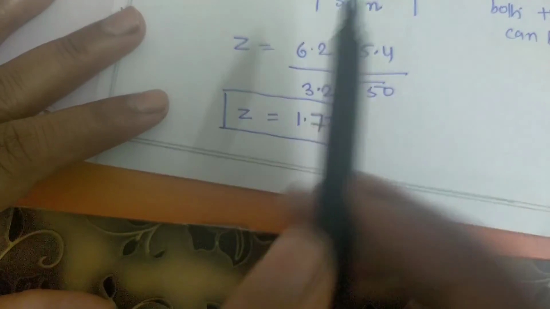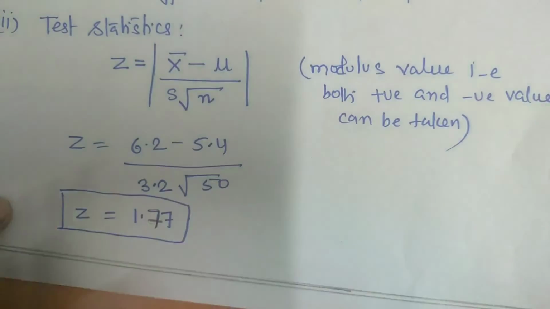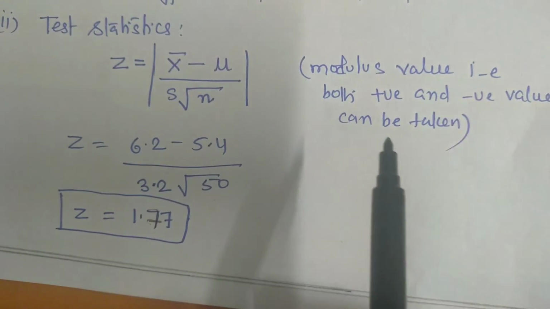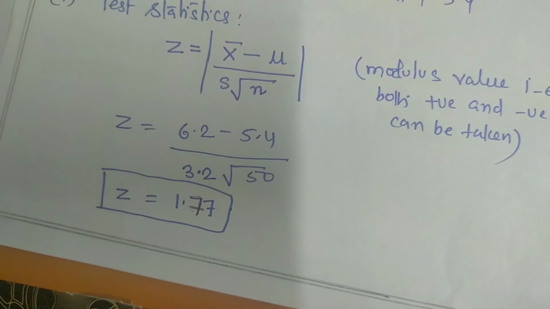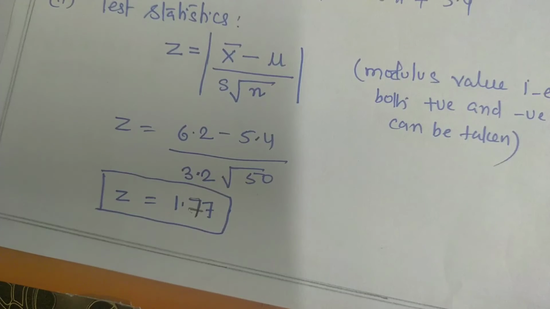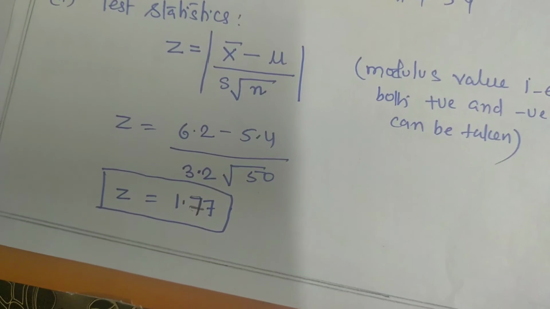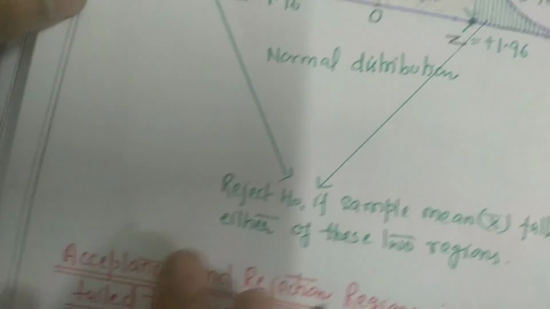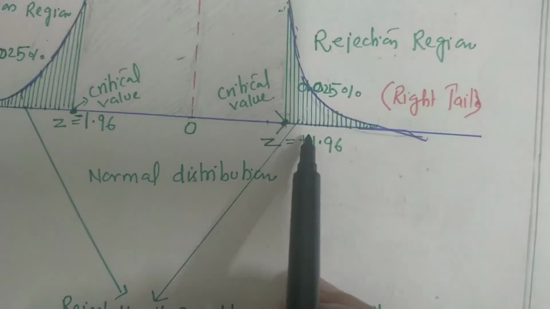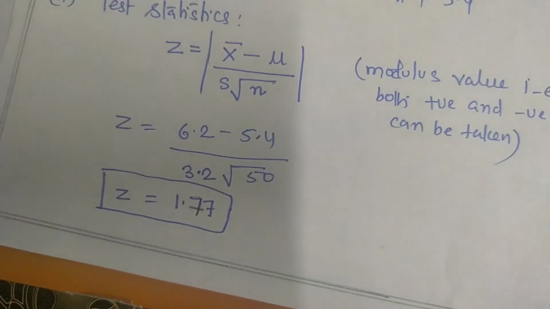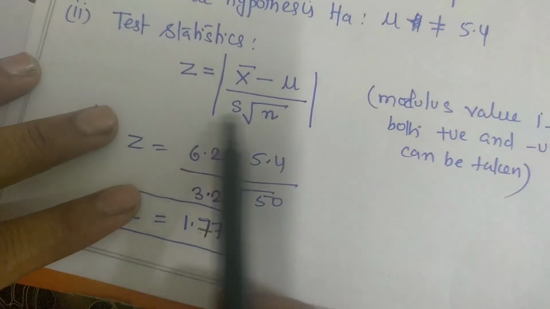And this line is called the modulus value. In maths, modulus value means whatever value comes, it can be both positive and negative, we can take both. Don't think only positive will come, even a negative value we can take. Why? Because you can see here, on this side a negative value will come and here a positive will come. That's why we have put this modulus symbol.